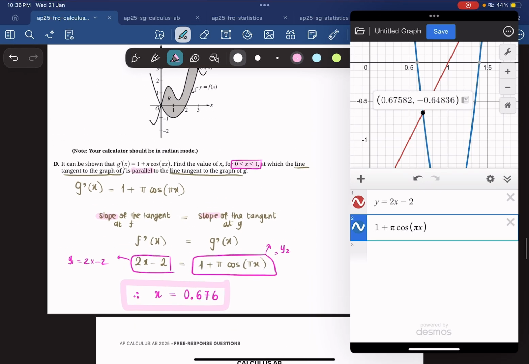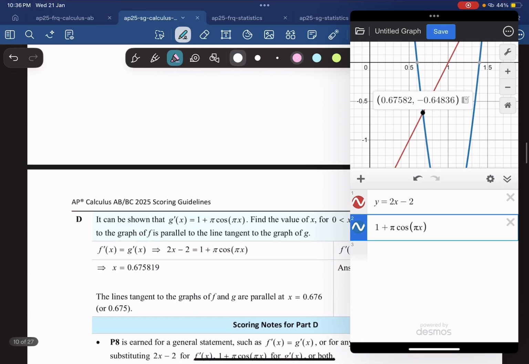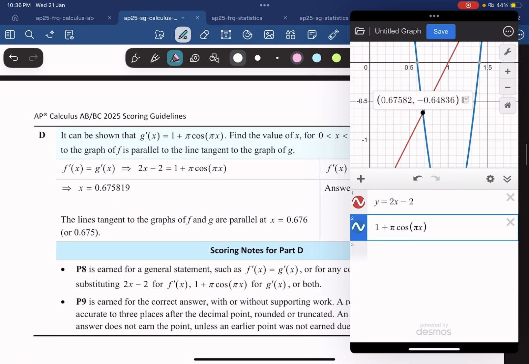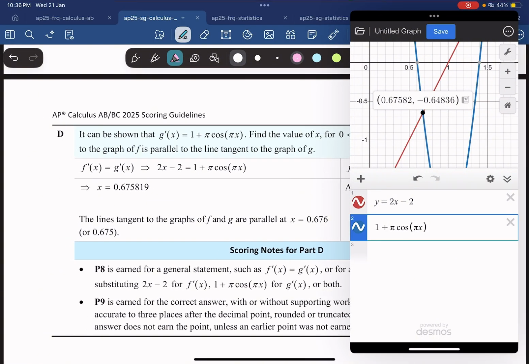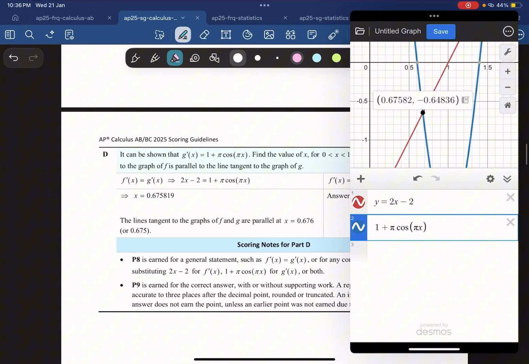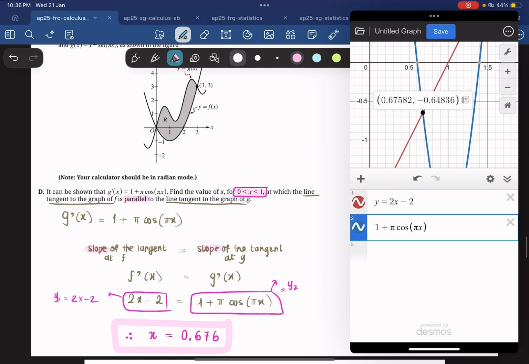Okay, we compare it with the scoring guidelines. Okay, and our answer is correct, 0.676. Okay, and that was free response question number 2.